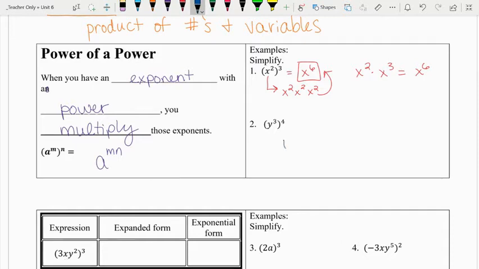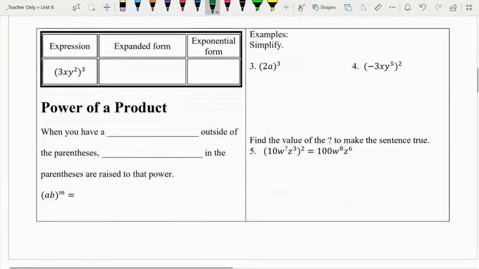So same thing on the next one. This would become y to the 12th, because 4 times 3 is 12. So let's talk about that a little deeper. All right. What's happening here is now we are going to have a parenthesis raised to a power. So we're going to take that power and we're going to distribute it to all of them. So that would be 3 to the third, x to the third, y squared to the third.